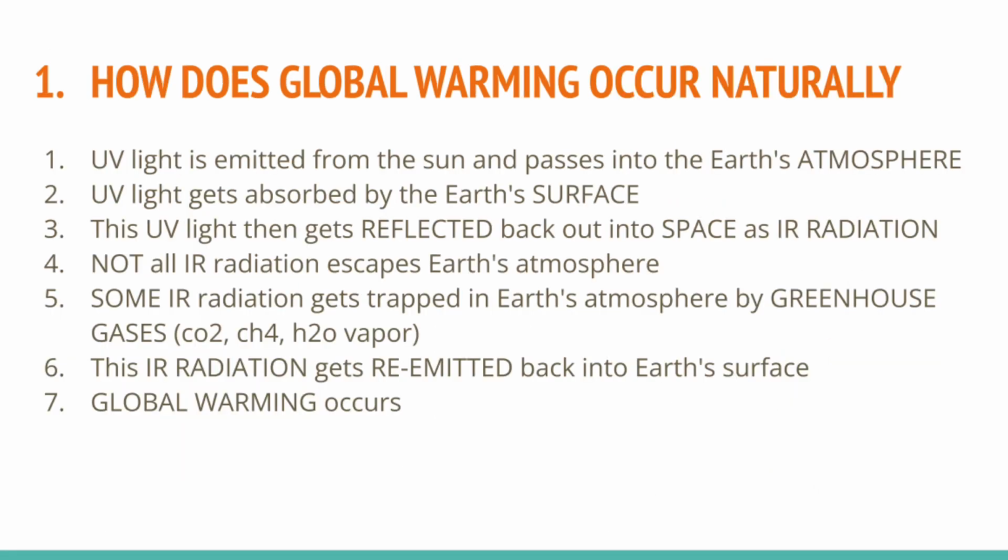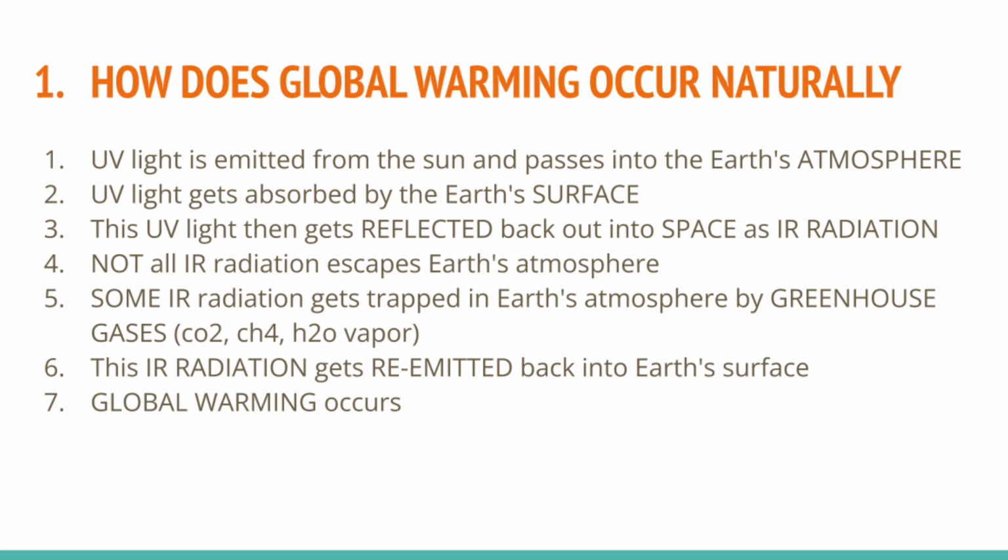But how does global warming occur naturally? So global warming occurs naturally by the following steps. You should remember these steps in this order. So UV light is emitted from the sun. It passes into the Earth's atmosphere. UV light gets absorbed by the Earth's surface. This UV light then gets reflected back into space as infrared radiation.